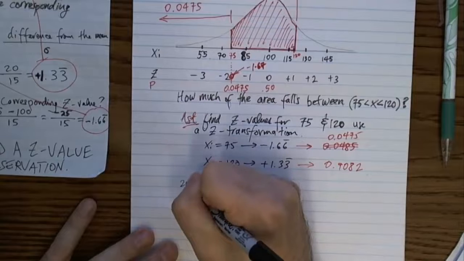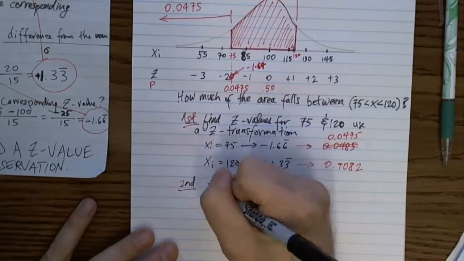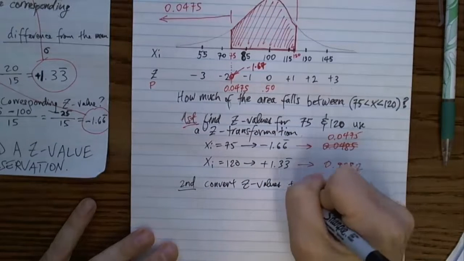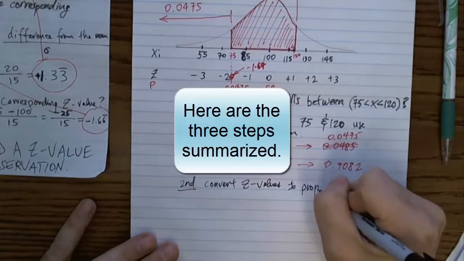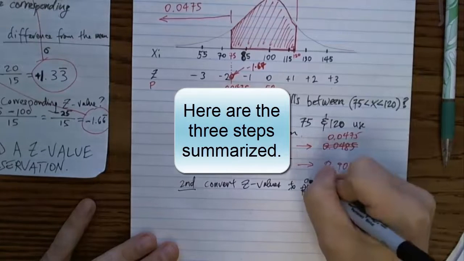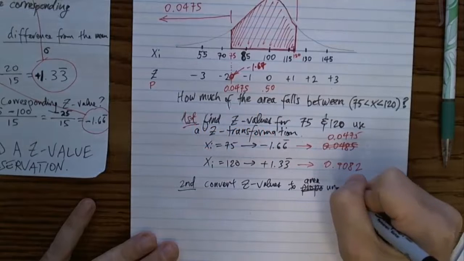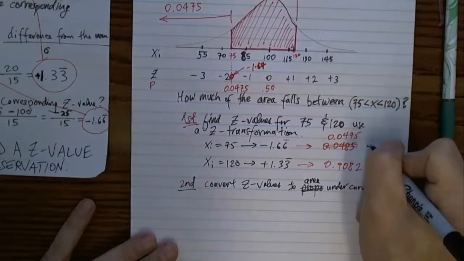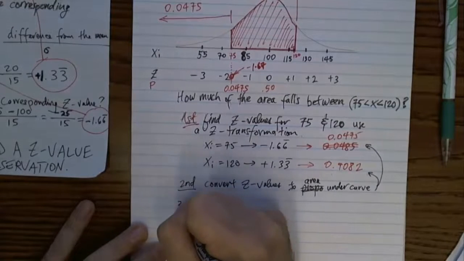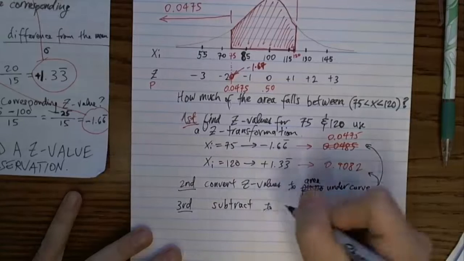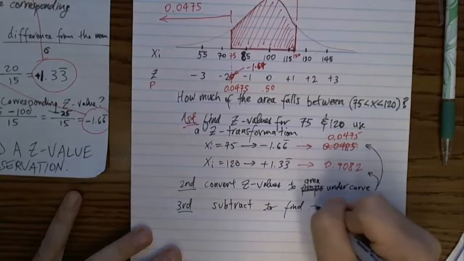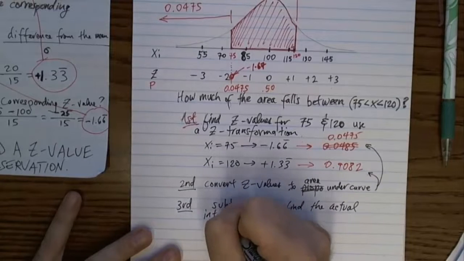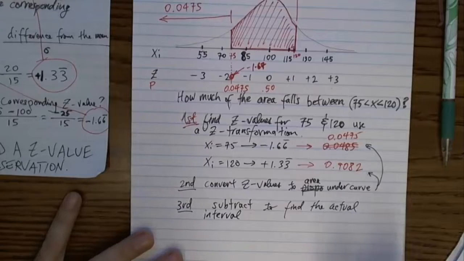The first step then is to find the z-values. The second is to convert z-values to proportions, or areas under the curve. So that's what we just did there. And then the third is we subtract, at least in this example, subtract to find the actual interval.